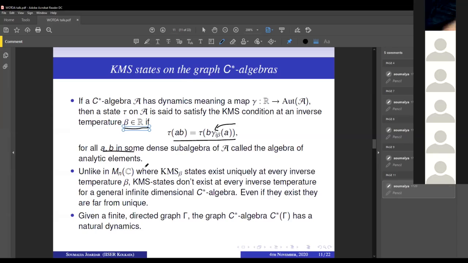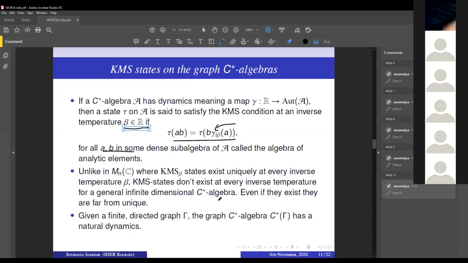And it is a fact, I won't say interesting, that unlike in matrix algebras, the Gibbs states, these KMS beta states, exist uniquely at every inverse temperature. First of all, they exist at every inverse temperature, and they exist uniquely. However, for a general C*-algebra, that doesn't happen. It might happen that KMS states don't exist at a given inverse temperature. And even if they exist, they are generally quite far from unique. They are not unique in general.